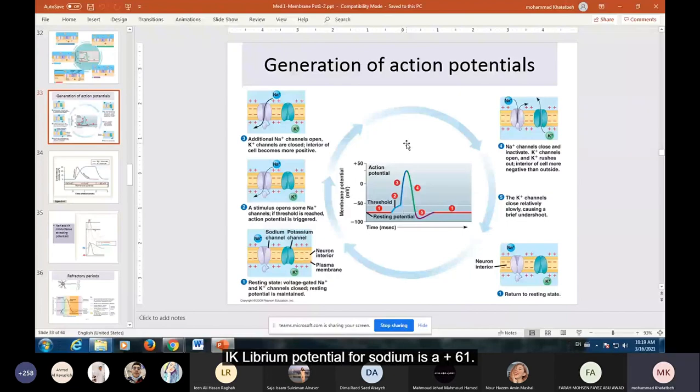The equilibrium potential for sodium is plus 61. But we do not reach plus 61. At any time you have the overshoot here.